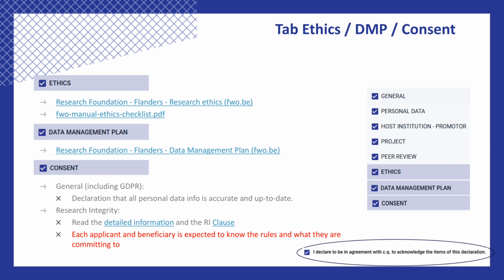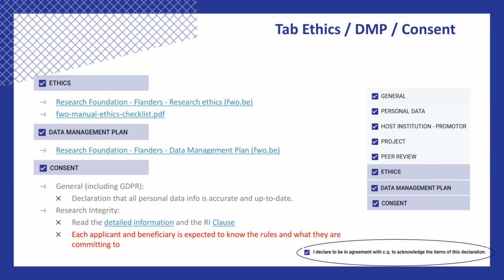The FWO has made data management a key element of its policy for all support channels provided by the FWO. We expect researchers to pay due attention to this dimension before, during, and for at least 5 years after their research. A data management plan needs to be added to the application form. The tab Consent can be divided into General Consent and Research Integrity.